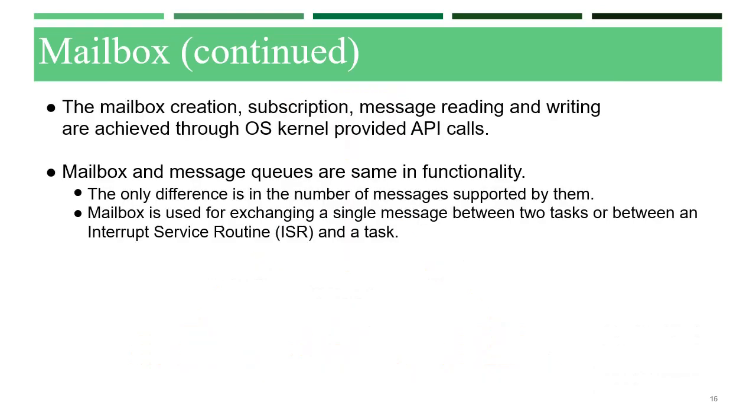The mailbox creation, subscription, message reading and writing are all achieved through the OS kernel, which is provided by API calls, that is, application program interface calls. So mailbox and message queues are the same in functionality. The only difference between them is the number of messages which are supported by them. Both of them are used for passing data in the form of messages from one task to another task.